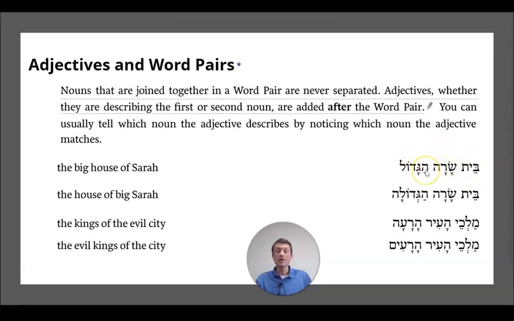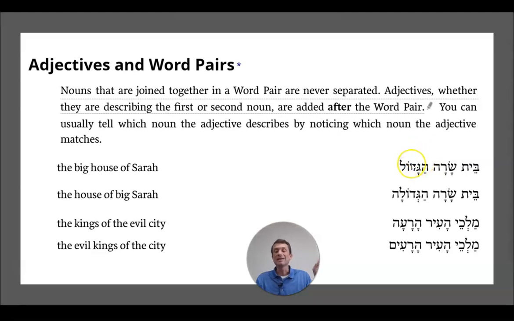Now I use the word "the" with it. Don't they have to agree in definiteness? But house doesn't have a definite article. Well, if you remember word pairs, the definiteness of the word pair form is determined by the final noun of the word pair. If the last noun of a word pair is definite, the whole word pair is definite. So in this case, Sarah is a proper name, which is definite, which means the word house is considered definite. So they actually do agree in definiteness.